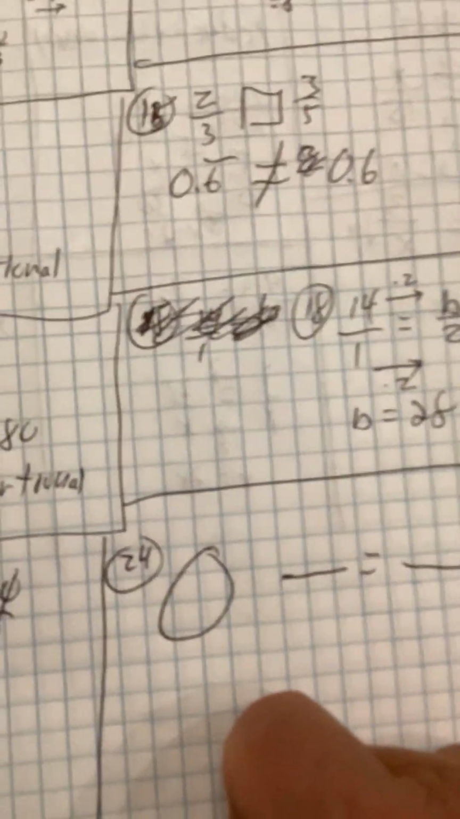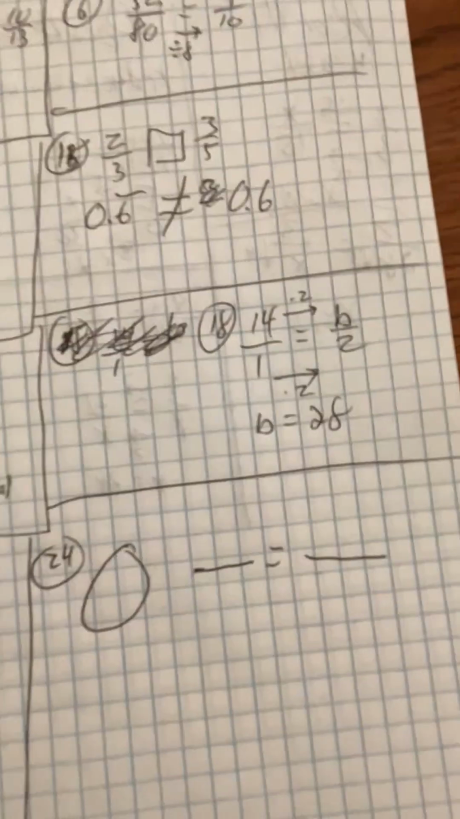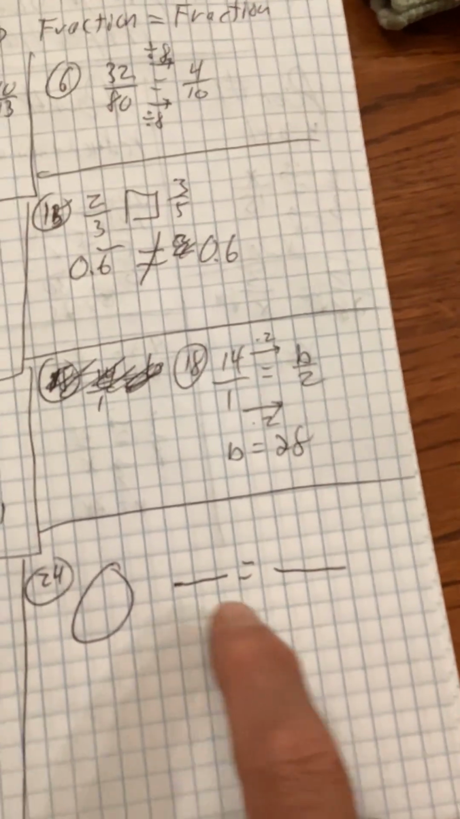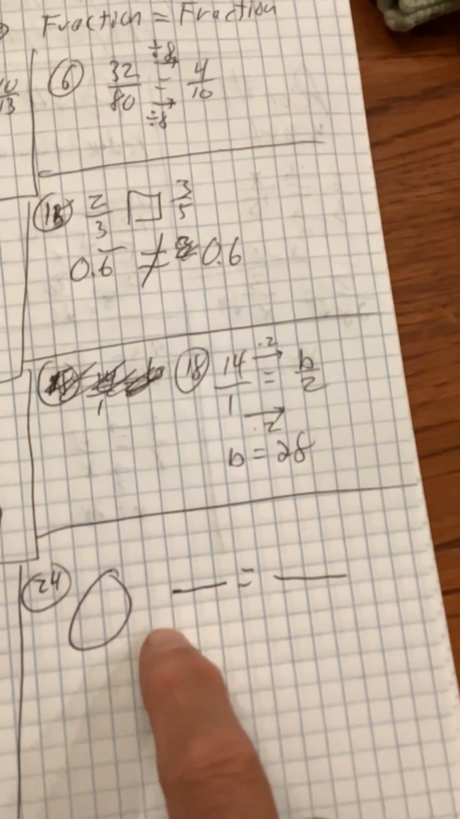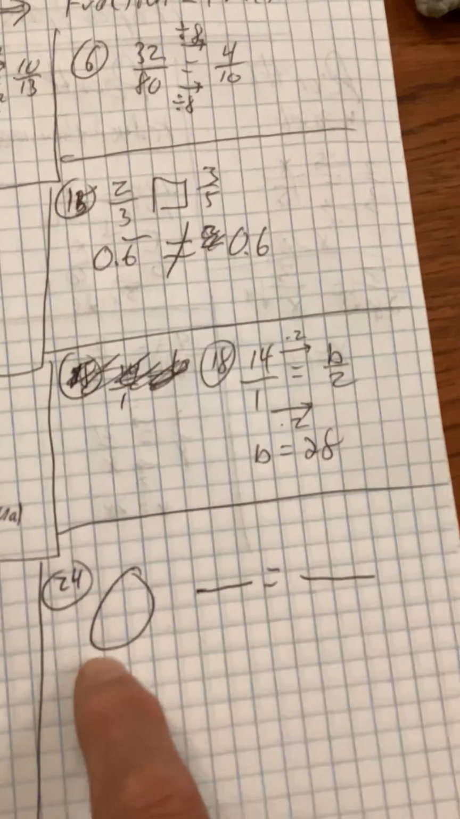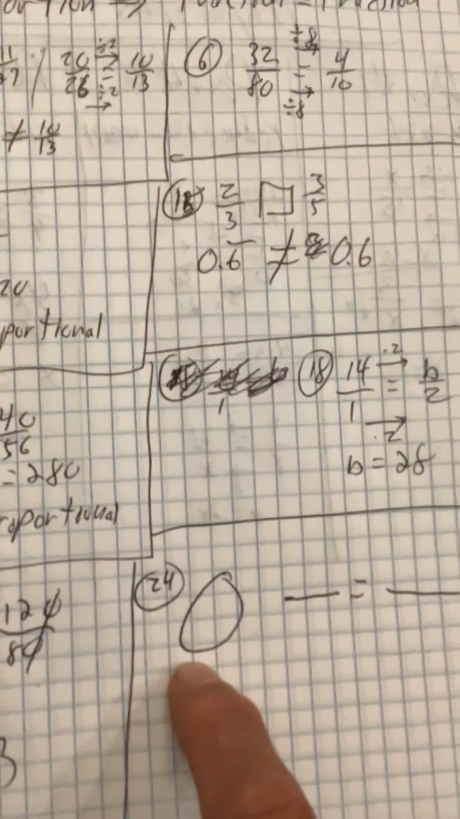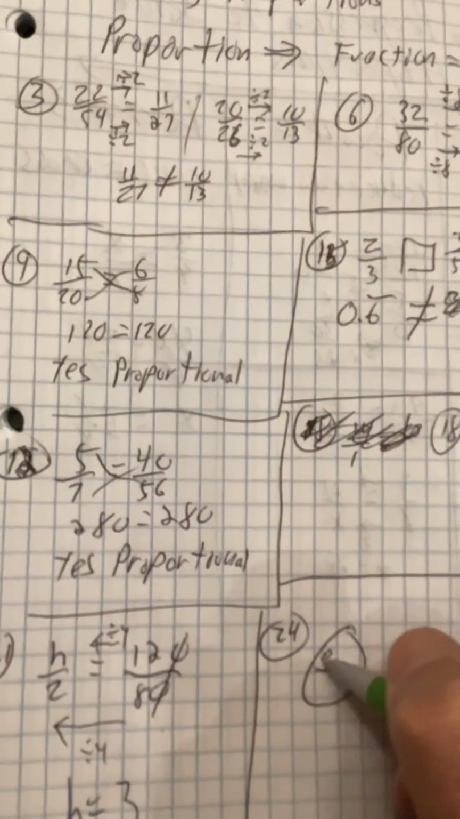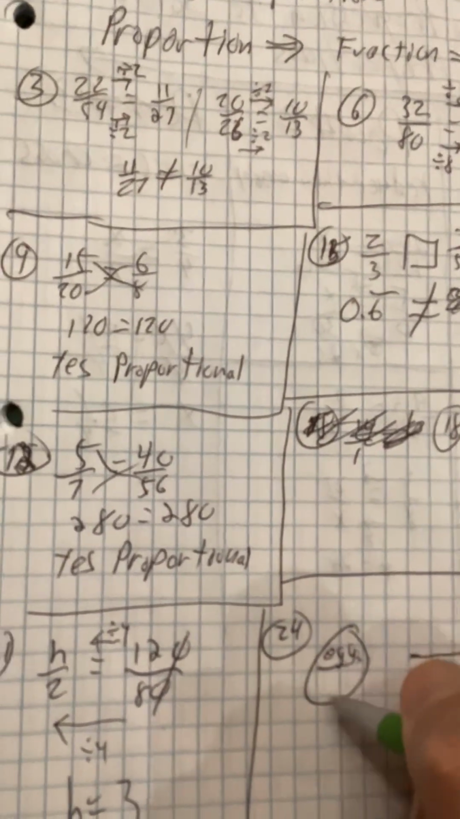And then number 24, when it's a word problem, I want you to make a circle and then get ready to obey the circle. Remember, if you're doing proportions, just write a blank check. A fraction equals a fraction. So as I read, whatever is first, I usually just put on top. 24 eggs. So I'm going to have eggs over dollars.